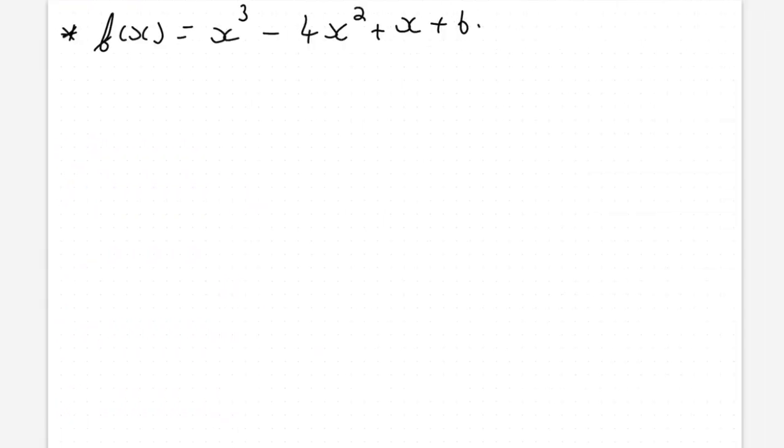So in this example here, and feel free to pause the video and give it a try, we have f of x is x cubed minus 4x squared plus x plus 6. So go ahead and try to find the factors. You will find that it is f of negative 1 that makes this 0. Meaning it is x plus 1 that is a factor, according to the factor theorem.